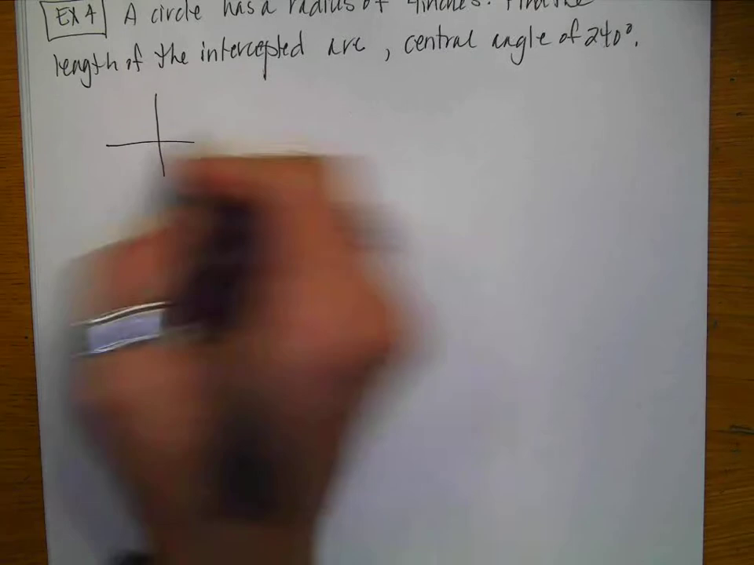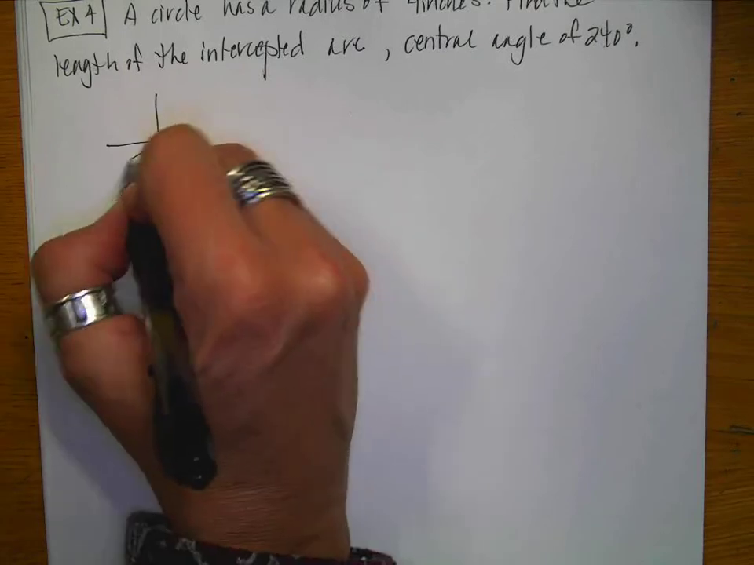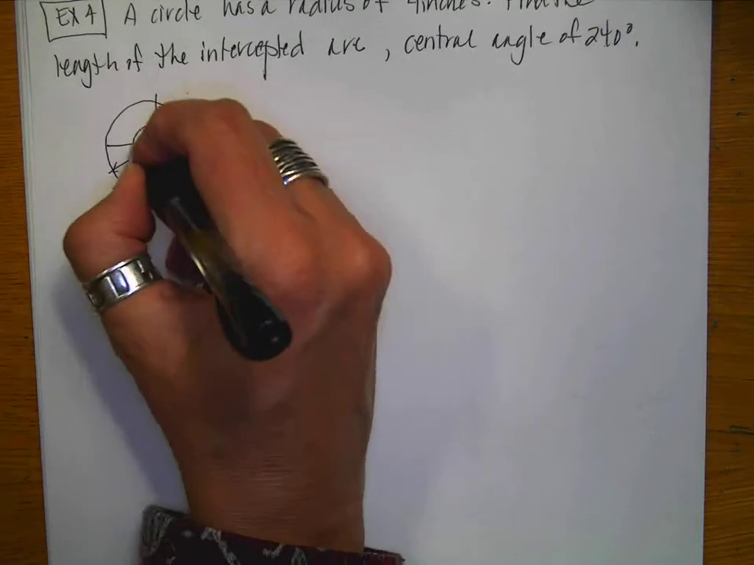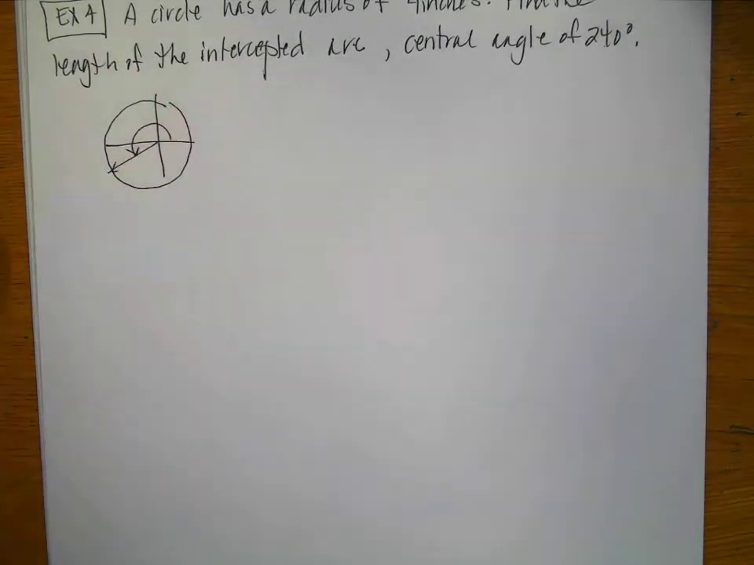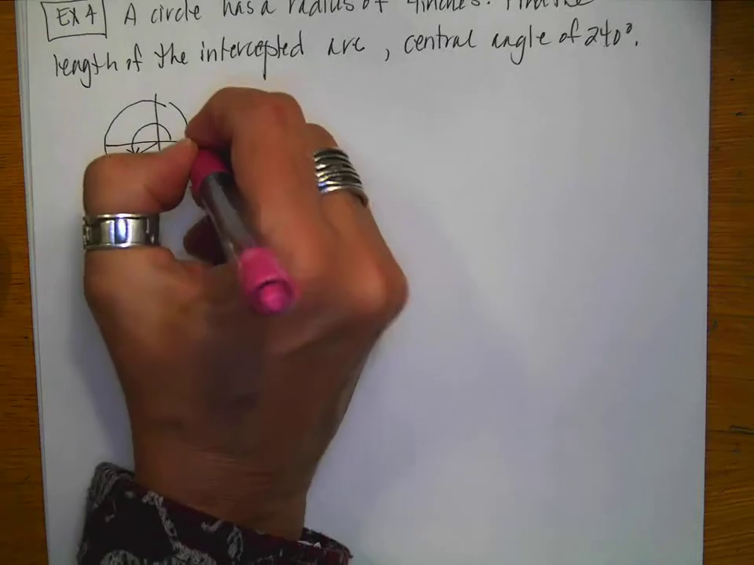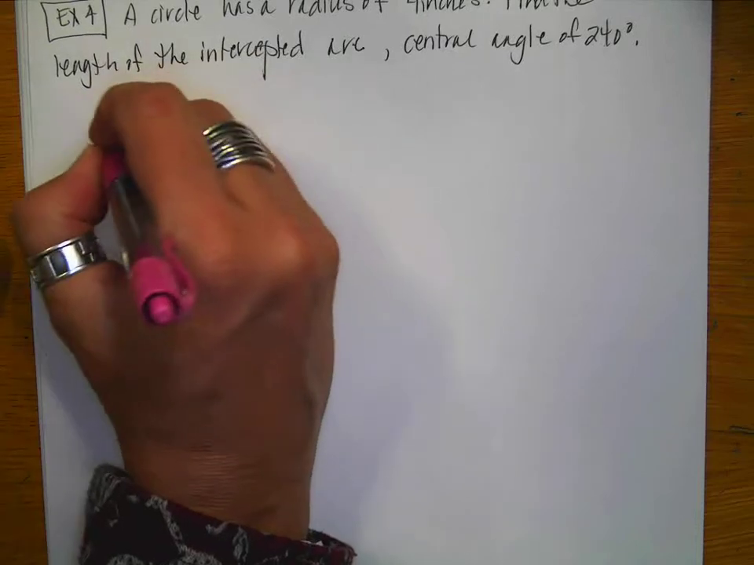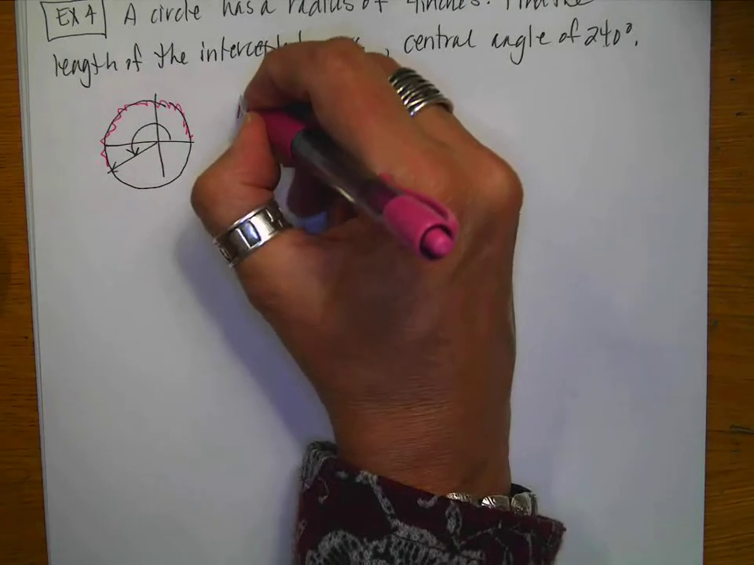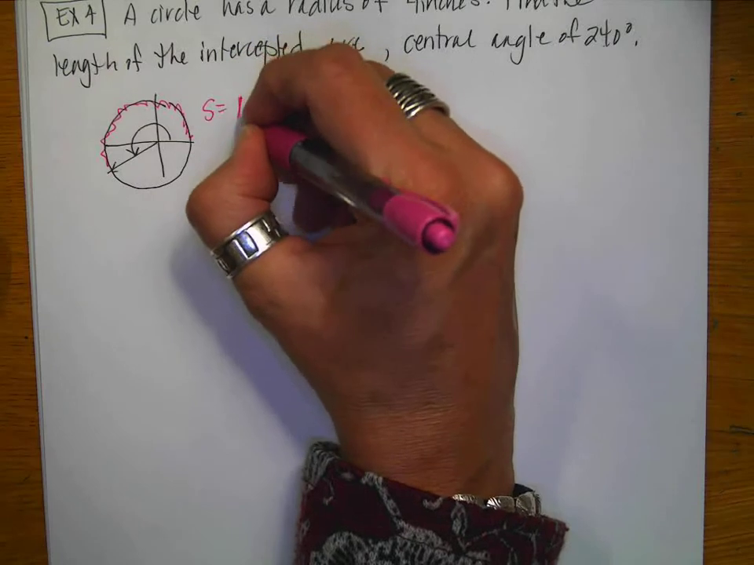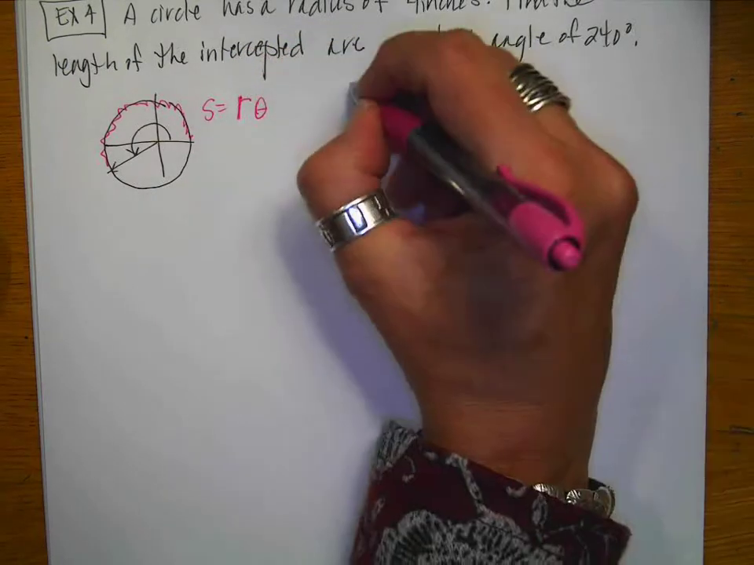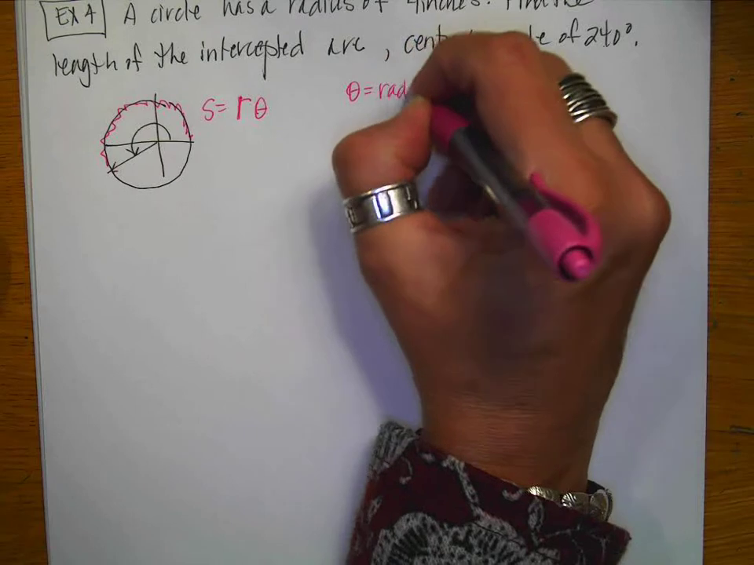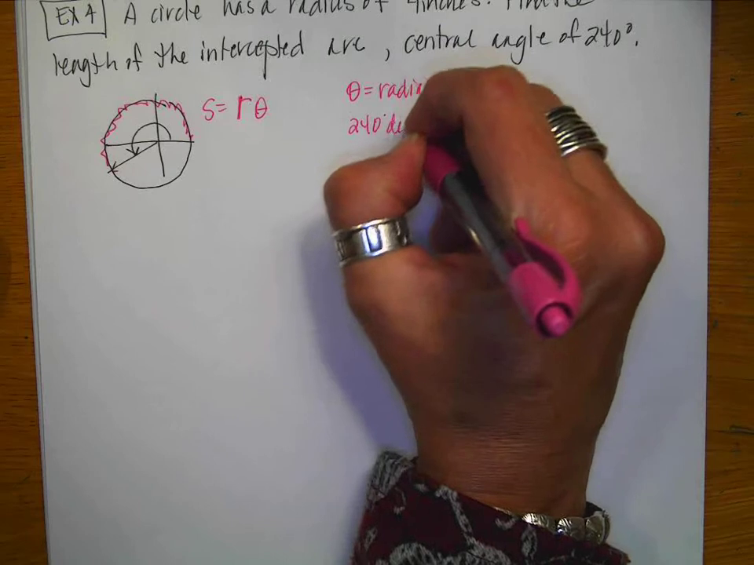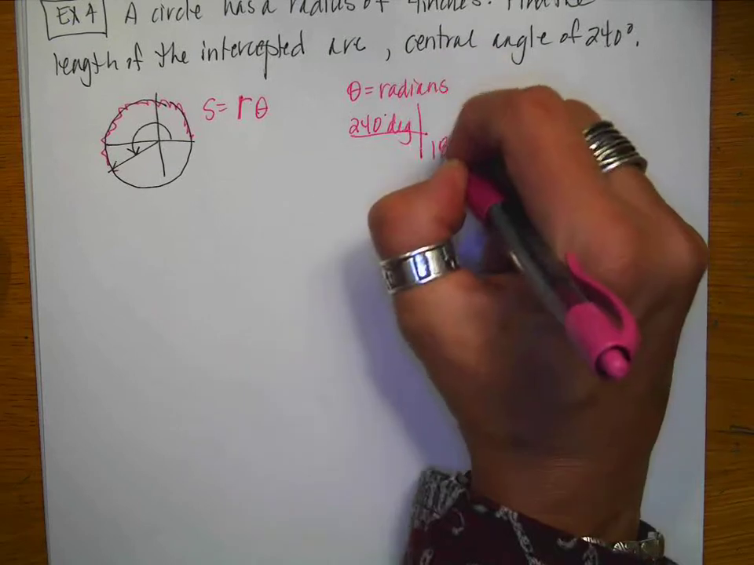And so what we're going to do is just draw a picture to illustrate what's going on. 240 degrees is 180 plus 60. So if we had a whole circle, this would be the angle, 240 degrees, and I would be looking for the length of that whole arc. My formula is that S is equal to r times theta. But remember, theta has to be in radians, so I need to do a conversion.